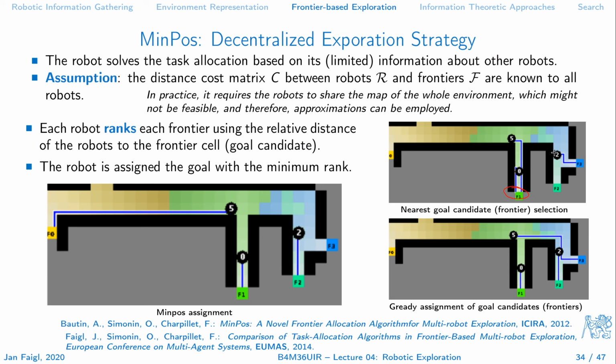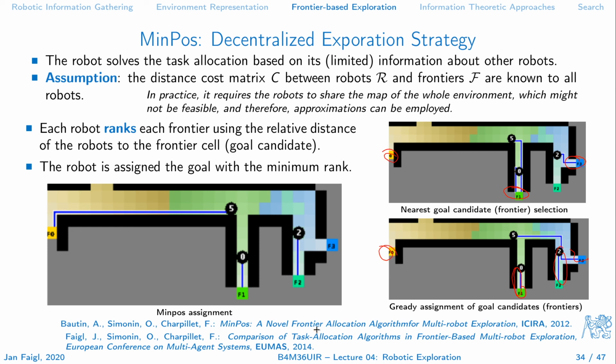For this frontier, this will choose this one. If we consider greedy assignment of goal candidates, for example this iterative assignment, we consider that there are other robots. So this one is closest to that one, but overall this one will provide a better way. But in this case, there is one more left.